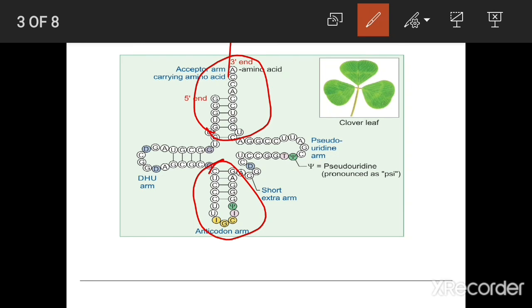Then you have the pseudouridine arm. What is the function of the pseudouridine arm? It is involved in binding of tRNA to the ribosome. Opposite to the pseudouridine arm is the DHU arm. What is the function of the DHU arm? It serves as the recognition site for the enzyme which adds the amino acid.